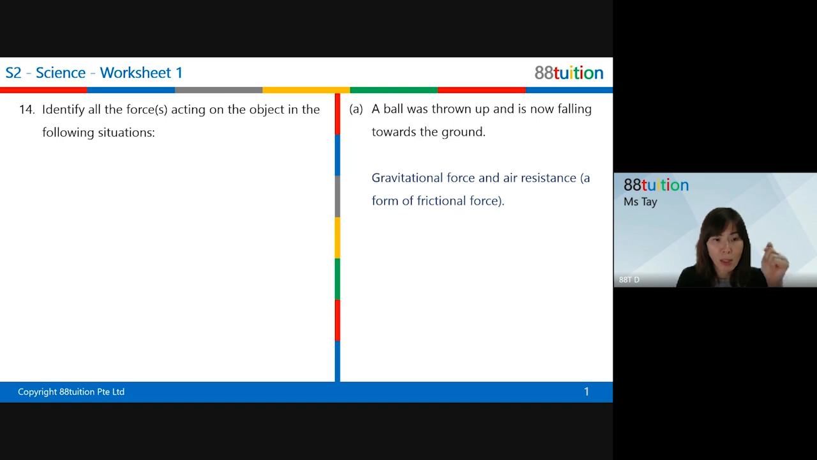Fair enough, because it comes into contact with the air particles. Air particles consist of the different types of gases, right? So there is actually contact between them. So there is some frictional force, we call it air resistance. So these two, even when it comes down, gravitational force is pulling the ball downwards, right? And it is also coming in contact with all the air particles around. So there is still also some form of air resistance, not just up, but also downwards.